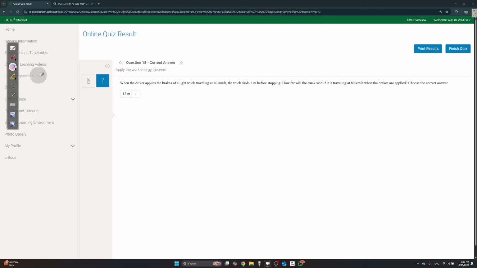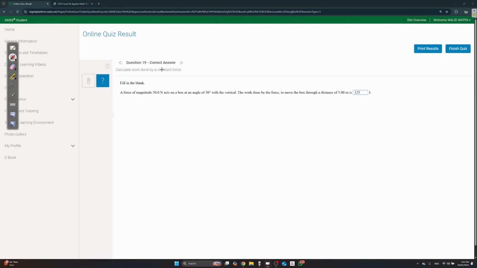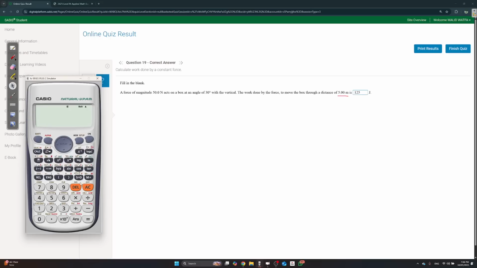Okay? Anyway, question 19. A force of magnitude 50 newtons acts on a box at an angle of 30 degrees with the vertical. The work done by the force to move the box a distance of 5 meters is what? Okay, this is very nice. Very, very easy, very cheeky. All you have to do, work is F D cosine theta, right? So the force, 50, times the distance, 5, times cosine 30. Very simple. Remember.